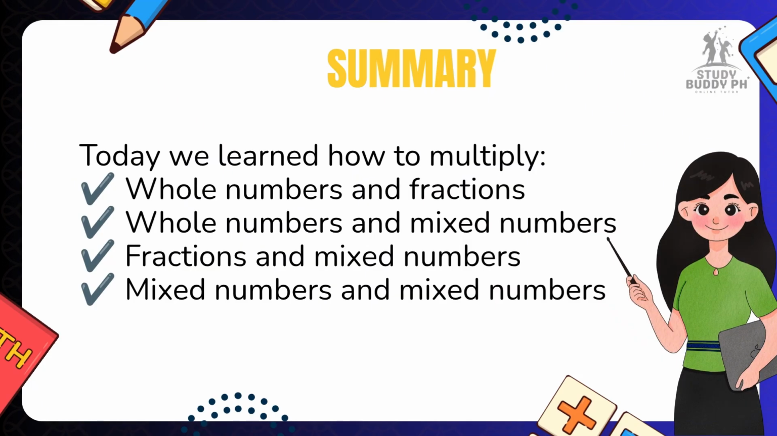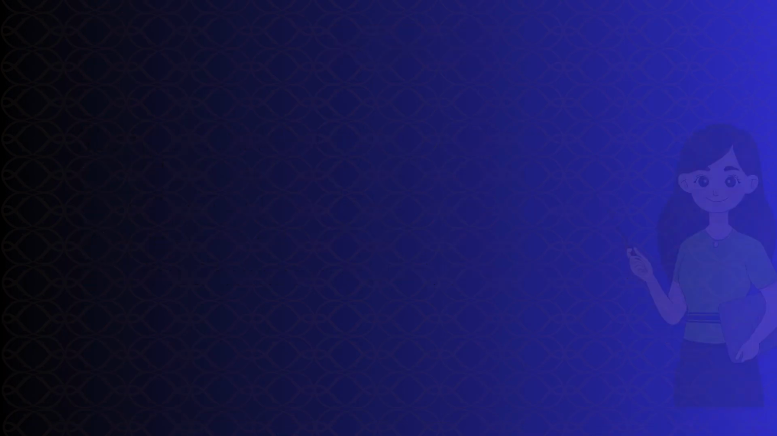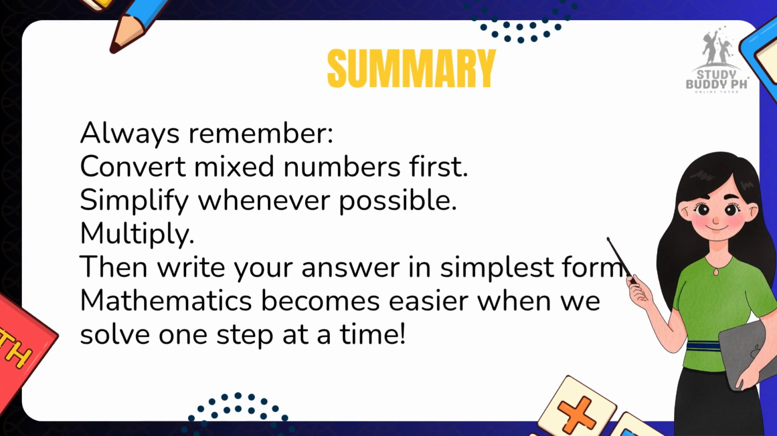Today we learned how to multiply whole numbers and fractions, whole numbers and mixed numbers, fractions and mixed numbers, and mixed numbers. Always remember, convert mixed numbers first. Simplify whenever possible. Multiply. Then write your answer in simplest form. Mathematics becomes easier when we solve one step at a time.